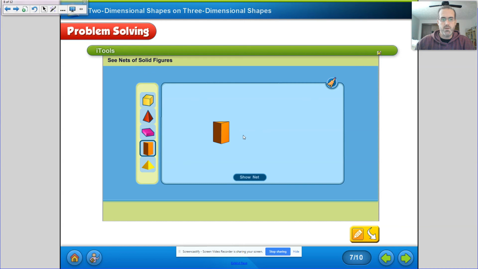Oh, there we go. Now let's look at this one. This is a little different. Can't really see it well from this angle, but let's see when we show the net. Well, what do we think this might be called? This has got triangles at its end. The last one was a rectangular prism because it had rectangles at its ends. This one, what do you think?